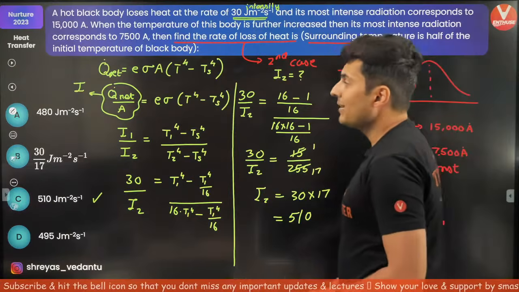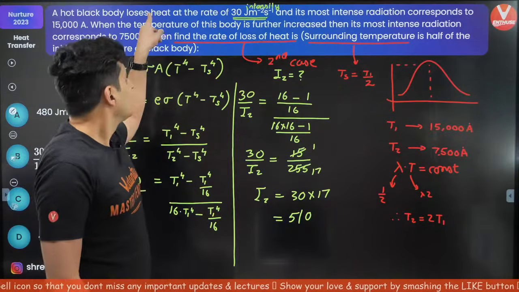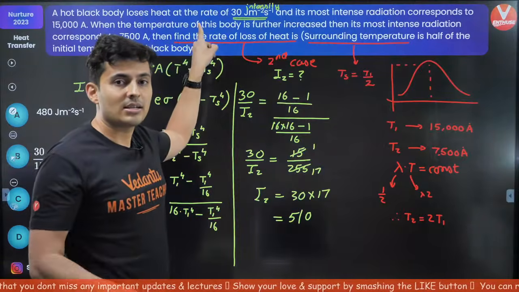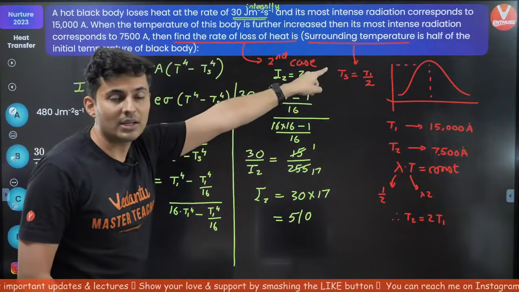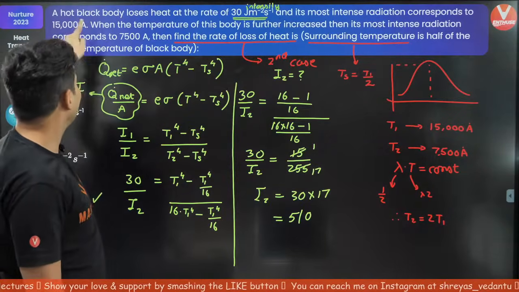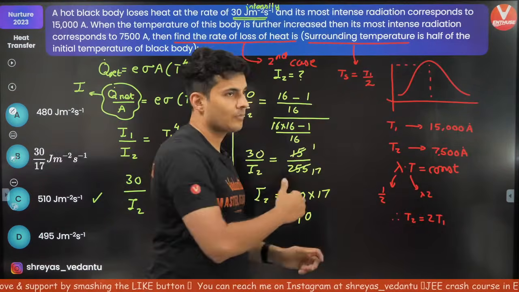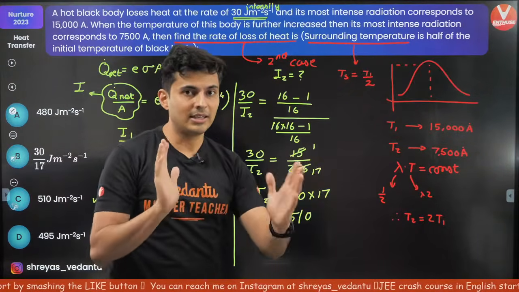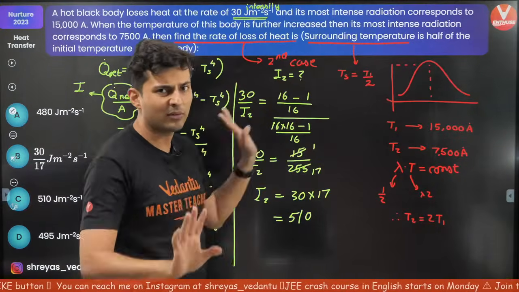So, what all concepts were involved? Let's have a relook. Number one, the temperature was changed, which was understood because it was given that the wavelength of maximum intensity of the radiation has changed. If the wavelength has become halved, temperature has been doubled. So I got the ratio of the initial and final temperatures. T2 is twice T1. Surrounding is half of T.